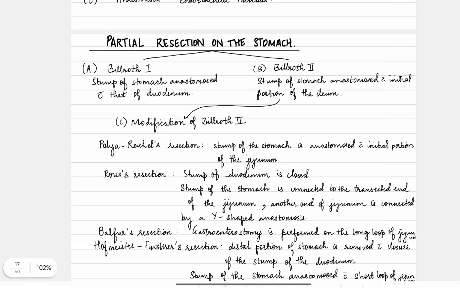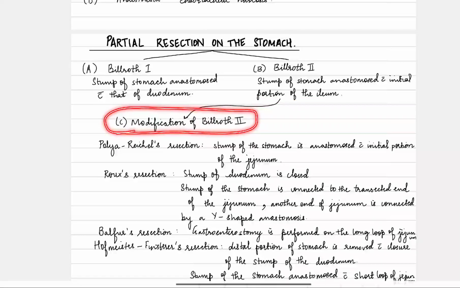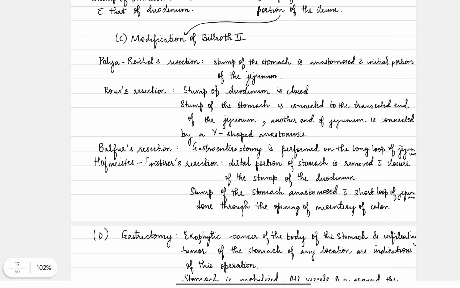For partial resection of the stomach, there are 2 methods, Billroth 1 and Billroth 2. In Billroth 1, the stump of the stomach is anastomosed with that of the duodenum. In Billroth 2, the stump of the stomach is anastomosed with the initial portion of the jejunum. Now, there is a third one, a modification of Billroth 2: Polya resection. The stump of the stomach is anastomosed with the initial part of the jejunum.